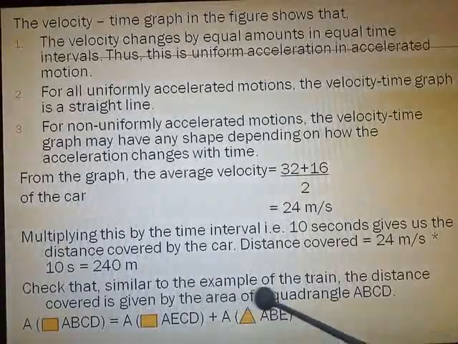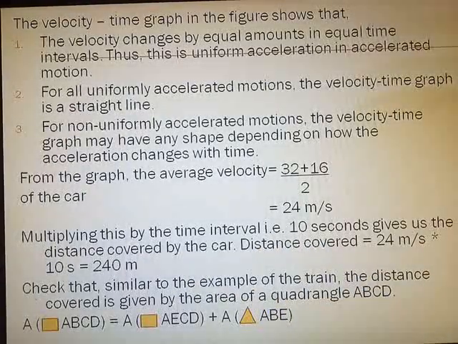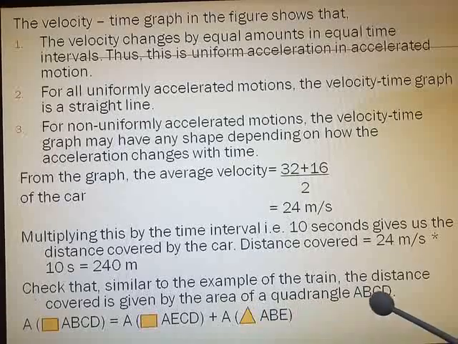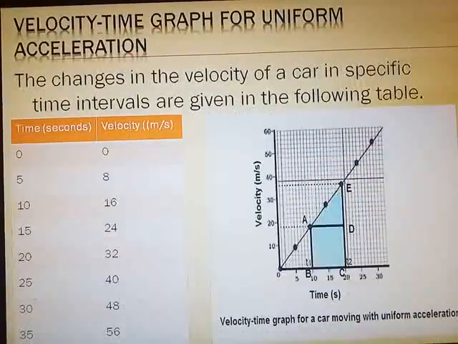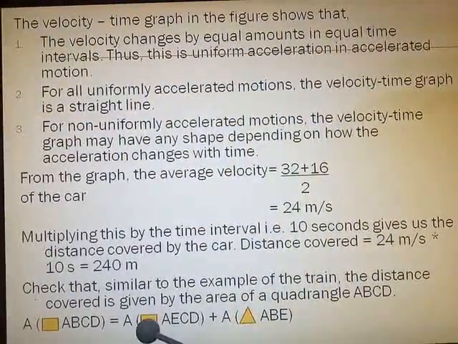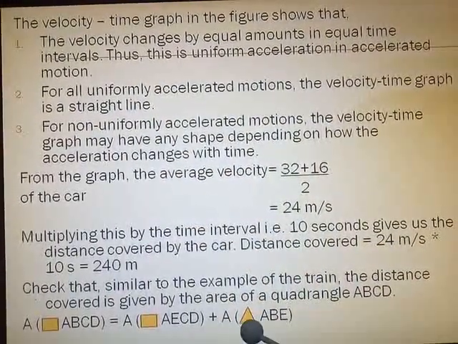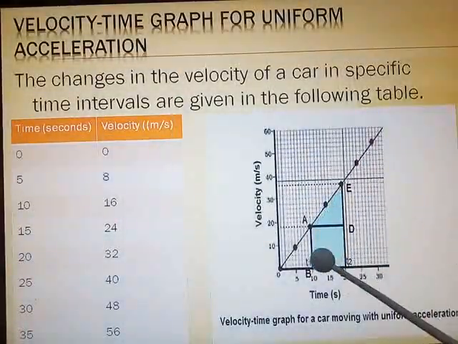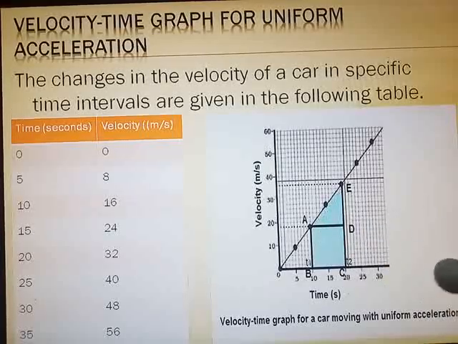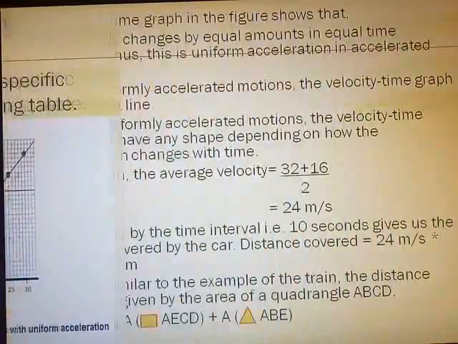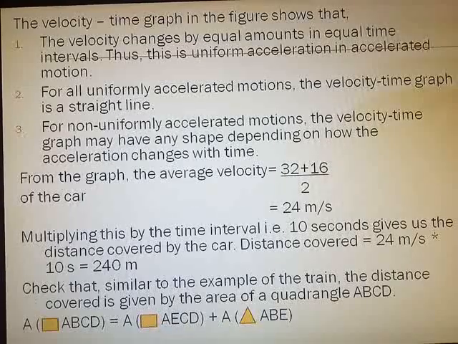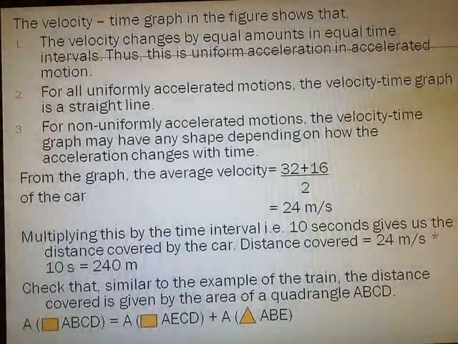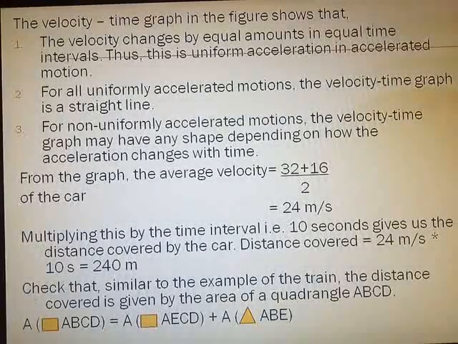So similar to the example of the train which we have seen previously, the distance covered is given by the area of the quadrilateral. The area of quadrilateral ABCD, which you can see in the graph in the textbook, is equal to the area of AECD plus the area of triangle ABE. So this way you can derive it for the velocity time graph for uniform acceleration. The graph is there ahead of you on page number 7.